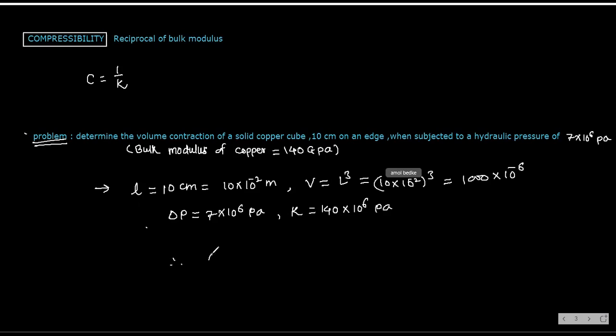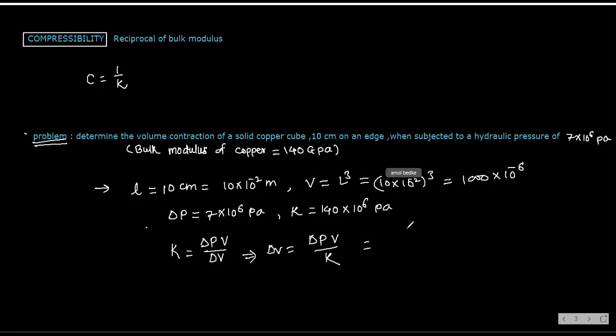So therefore, delta V is equal to, so first shall I write the K formula? Okay, we'll see the K formula first and then we will change it. K is equal to delta P into V divided by delta V, and if I transfer this delta V to this side, the formula I get is delta V is equal to delta P into V by K.